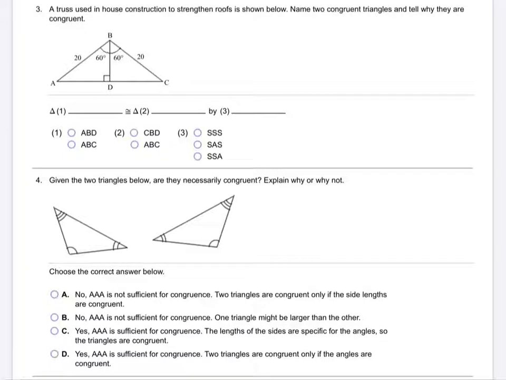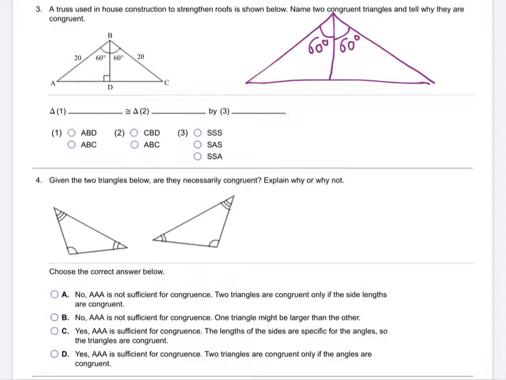So they're saying they want me to start with the triangle on the left. Here, maybe I should make that a little bigger. I don't know if you can all see that. So they have this and this are both 60 degrees. And this is A, B, C, D. This is 90. This is 20 and 20.